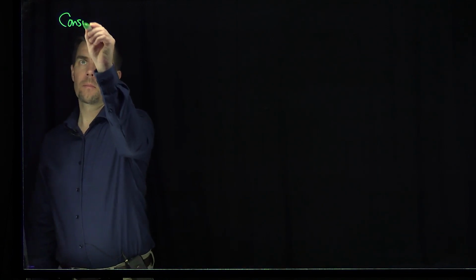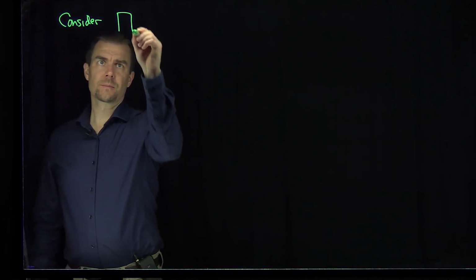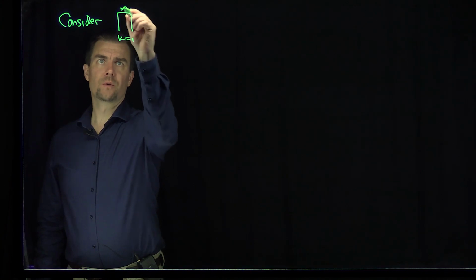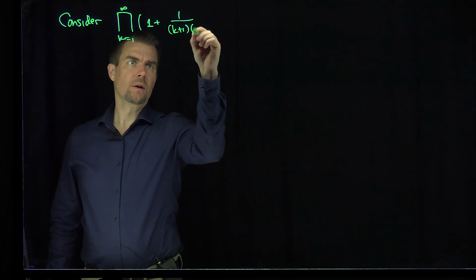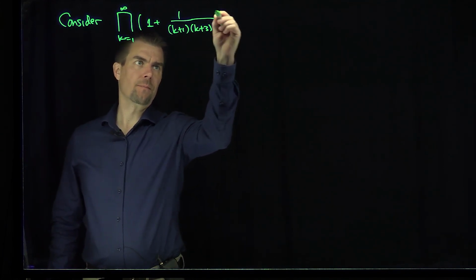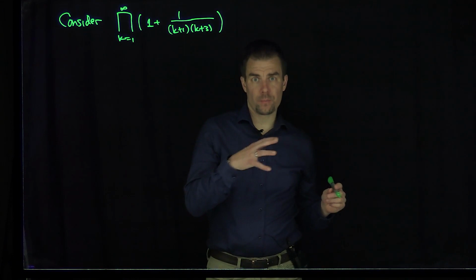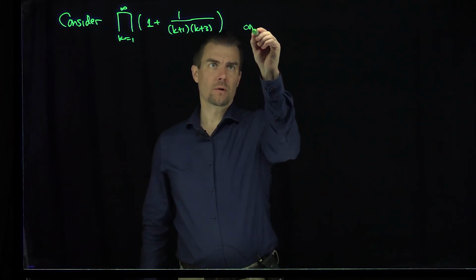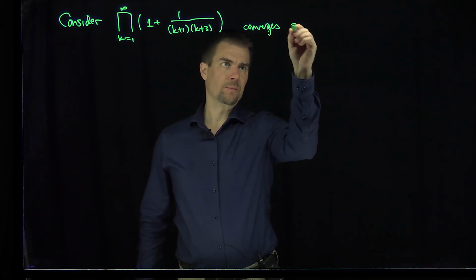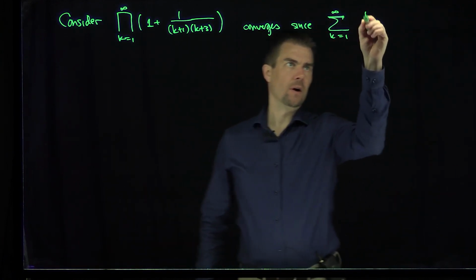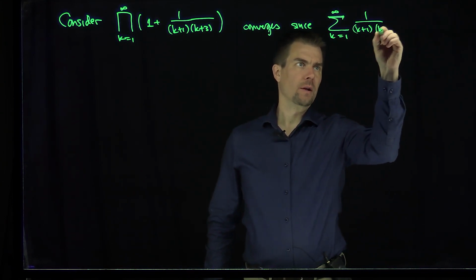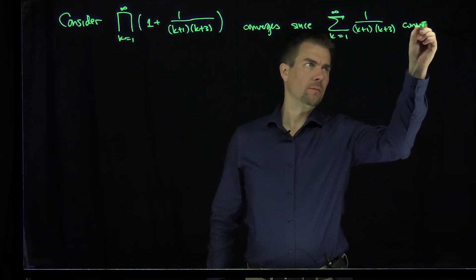Hello students, in this video we'll see an example of how to evaluate an infinite product. Let's consider the product, k goes from 1 to infinity, of 1 plus 1 over (k plus 1)(k plus 3). Now we know that this infinite product will converge, since the sum k goes from 1 to infinity of 1 over (k plus 1)(k plus 3) converges.